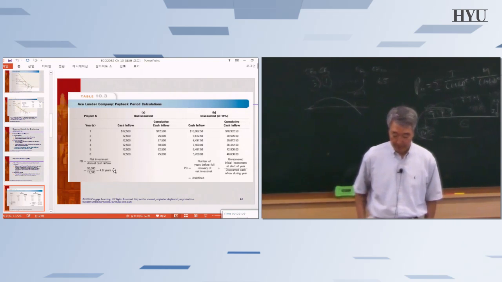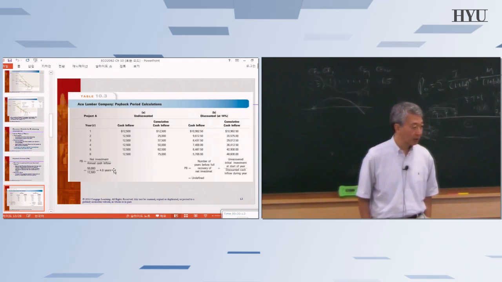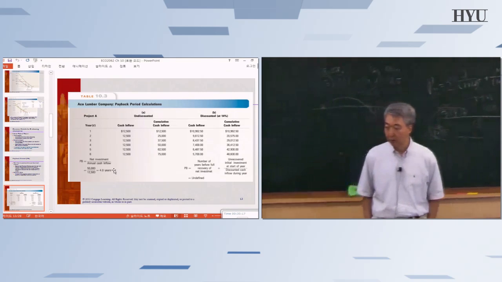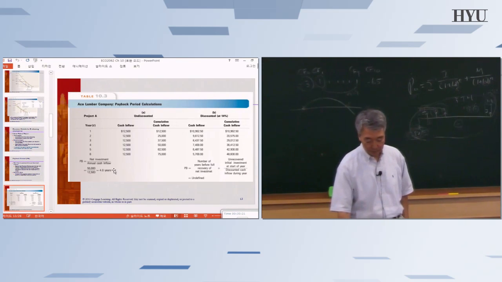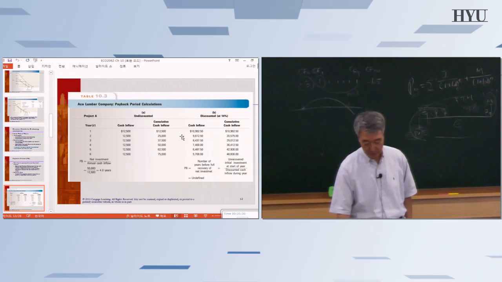Okay? But as I said, it doesn't make any sense because it ignores the time value of money. It's treating $12,500 now and $12,500 5 years later equally. Right? So you shouldn't do that in finance. You cannot ignore the time value of money. Okay?